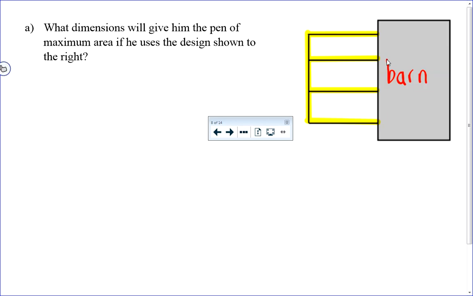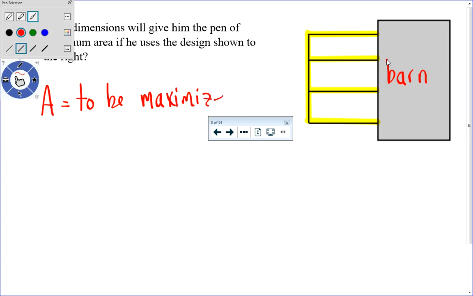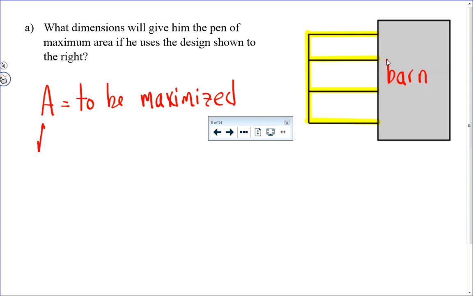However, let's start off with the fact that area is to be maximized. Well, how are we going to define area? I guess what we're going to have to do is say area is length times width.